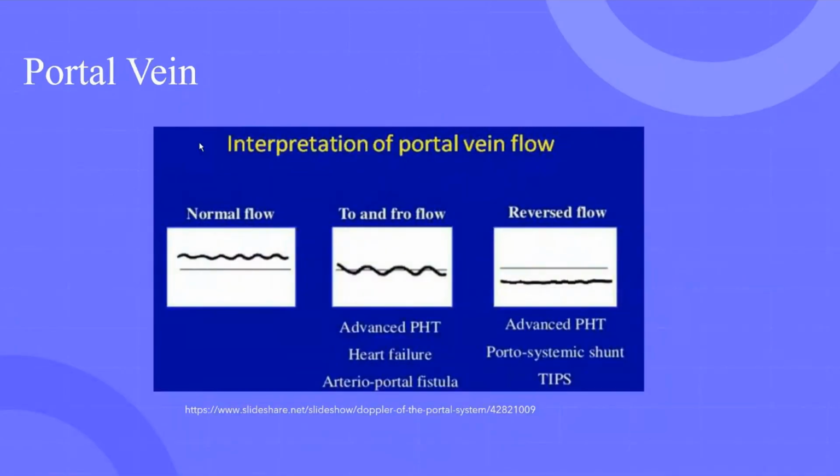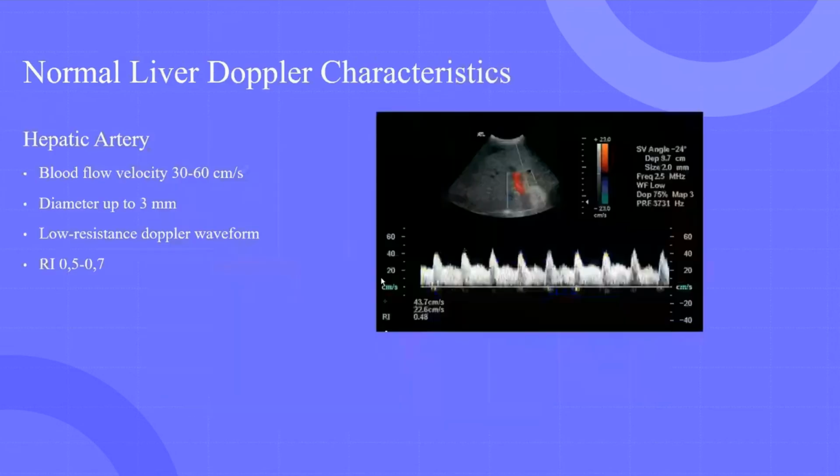So the interpretation of the portal vein flow. This is the normal flow, as we have discussed. This is a bidirectional flow, which happens in portal hypertension or heart failure patients. This is the reverse flow, which can also happen in advanced portal hypertension cases.